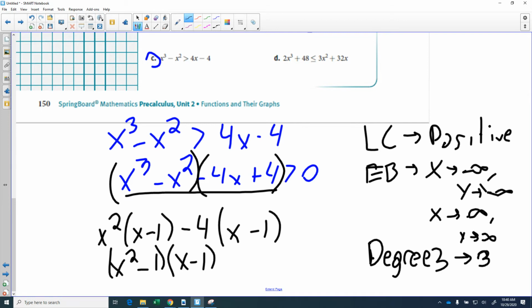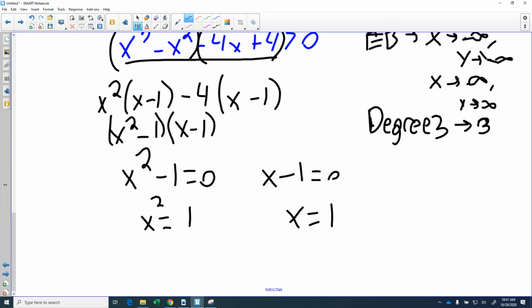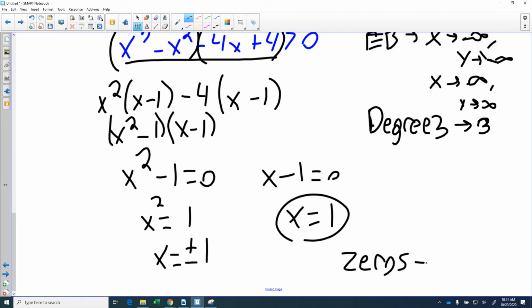From there, we simplify this. This becomes x squared minus 1 equals 0, and x minus 1 equals 0. Add the 1 over to get x squared equals 1. X equals 1 as well over here. So we already have our first 0. To get rid of a squared, we take the square root. If I take the square root of 1, that's going to leave me with positive and negative 1 as answers. So my zeros for this problem are 1, negative 1, and 1.